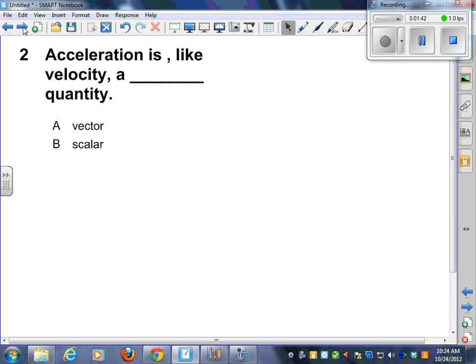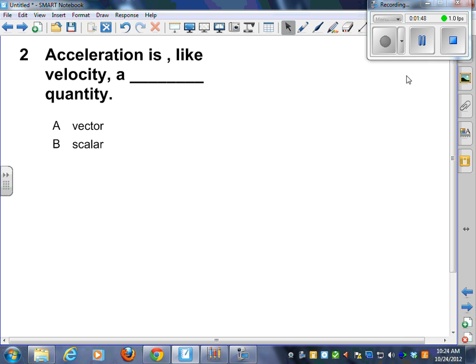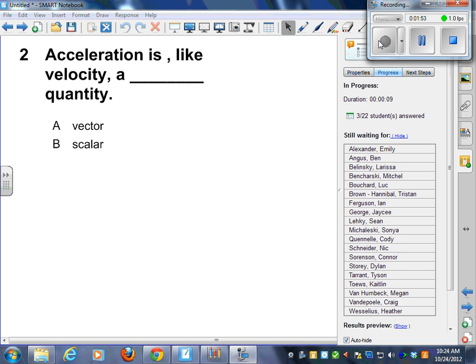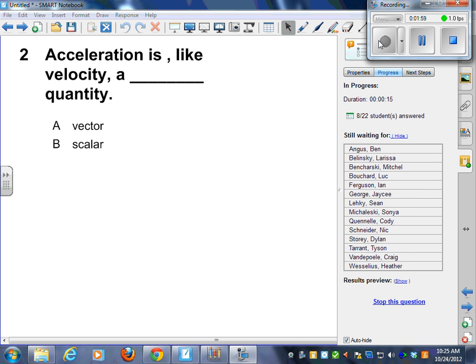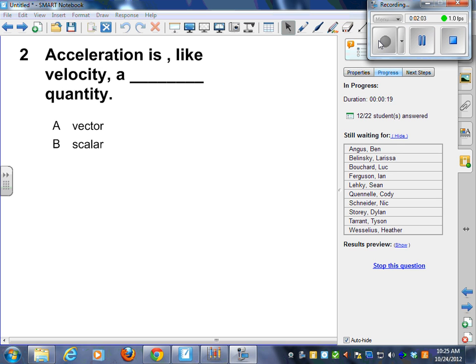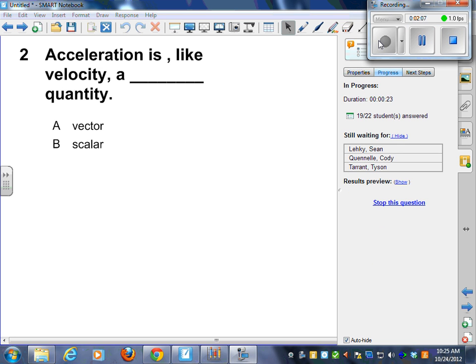Okay. Let's continue. Oh, that's no good. I just gave you the answer. You can answer now. Acceleration is like velocity. It's a pretty easy one. Should be an average booster here for you. Acceleration is like velocity. Is it a vector or is it a scalar quantity? And it's pretty much a 50-50 guess if you don't know.